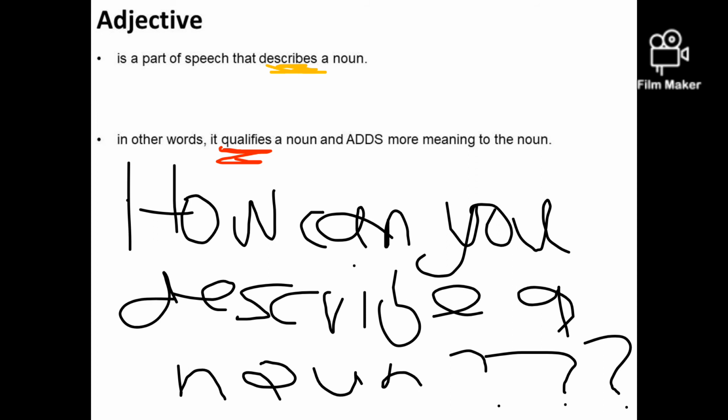But for now, what we can be satisfied by is basically knowing that a part of speech that works mainly to describe a noun is indeed an adjective. An adjective is a part of speech that describes a noun.